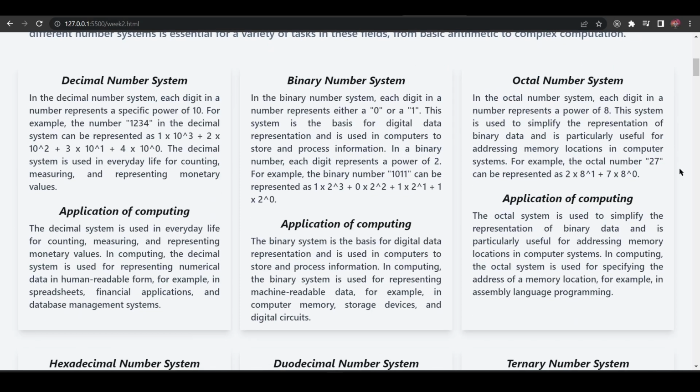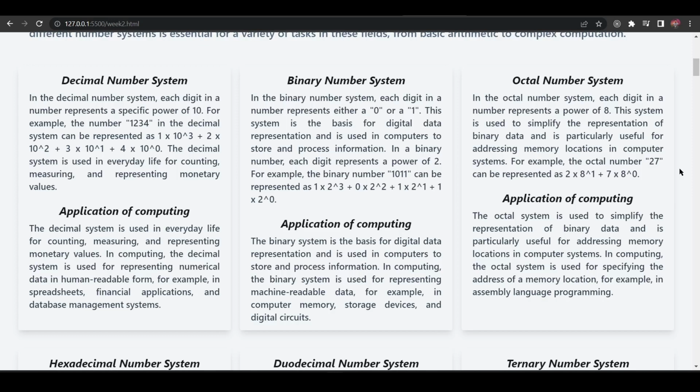So let's start. First is the decimal number system. In the decimal number system, each digit in a number represents a specific power of 10. For example, the number 1234 in the decimal system can be represented as 1 times 10 up arrow 3 plus 2 times 10 up arrow 2 plus 3 times 10 up arrow 1 plus 4 times 10 up arrow 0. The decimal system is used in everyday life for counting, measuring, and representing monetary values.